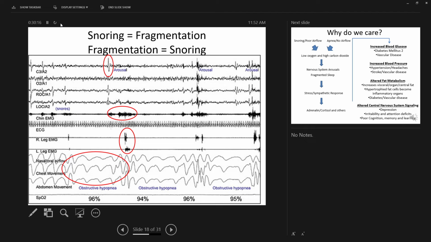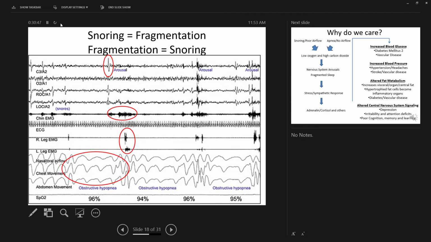And if we go down to the fifth line, where it says chin EMG, you can see that the person is having changes in their chin tightness, if you will. There's more muscle activity. And it seems to be occurring probably with a snore. But you can see that those chin EMG changes also occur around the same time an arousal in the EEG is occurring.